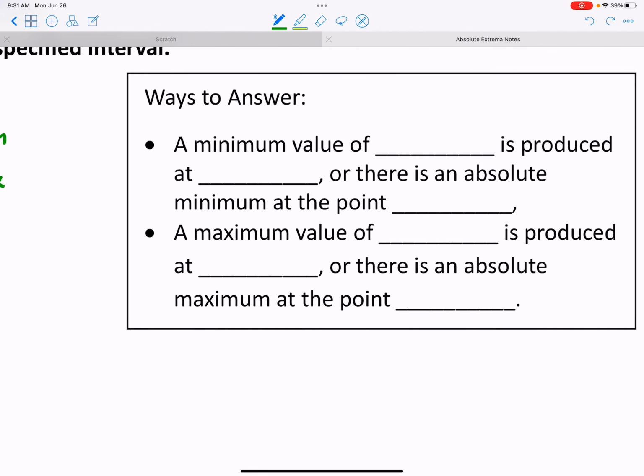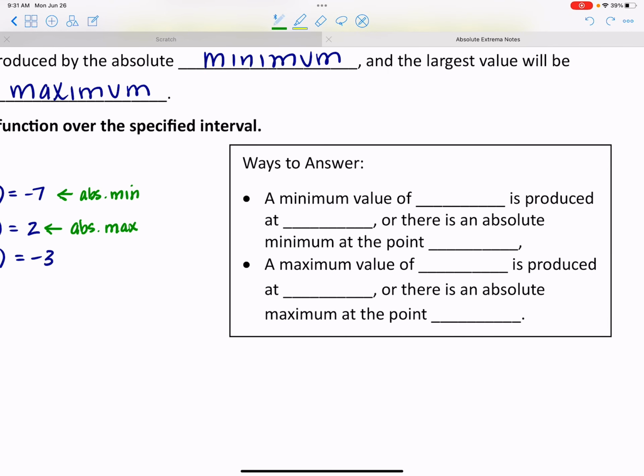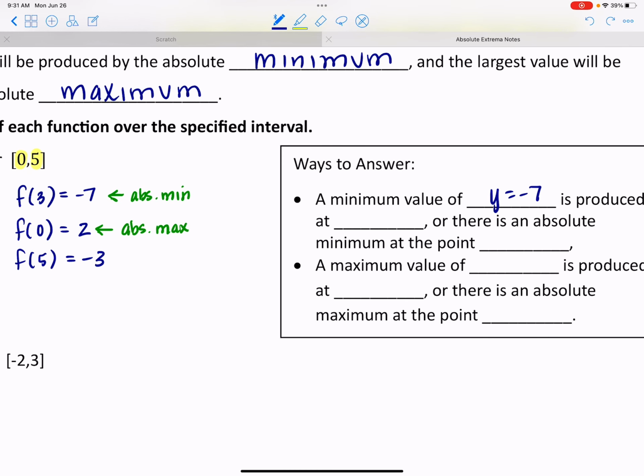I could say I have a minimum value of y equals negative 7, so the minimum actual value, that's the output, that's the y, and it's produced at the x value that we plugged in was 3. So I could say it's a minimum value of negative 7 that happens at x equals 3, or there's an absolute minimum at the point 3, negative 7. And the same for the, yeah, that's right.